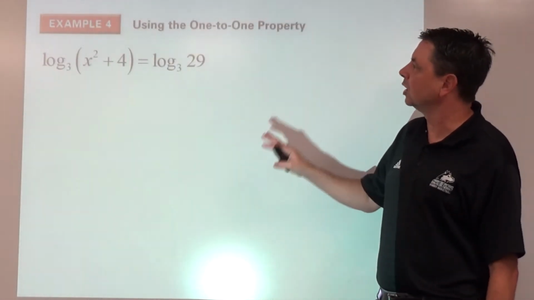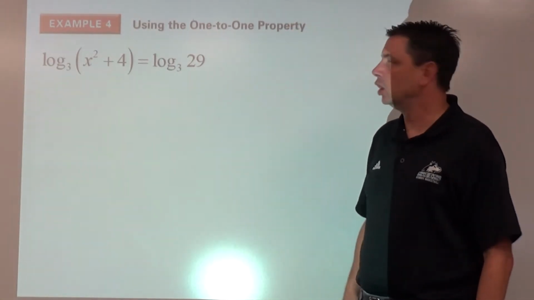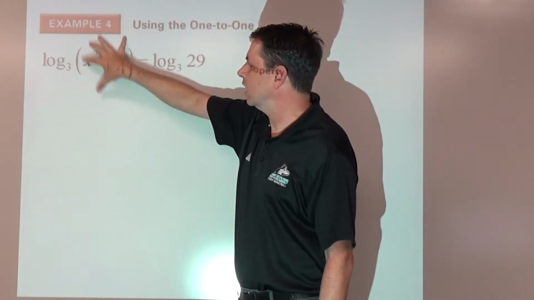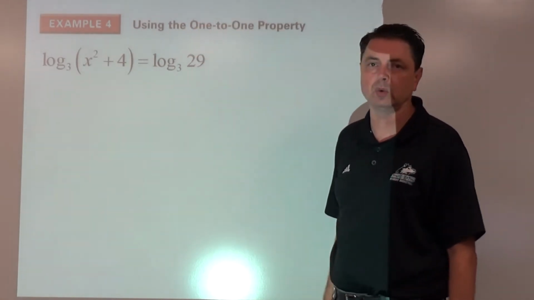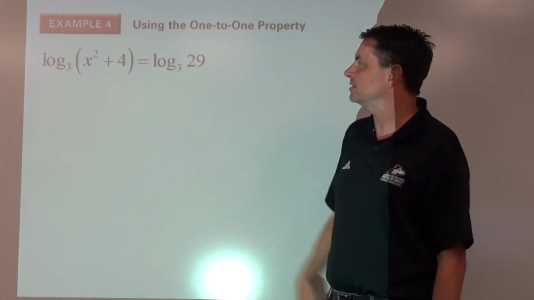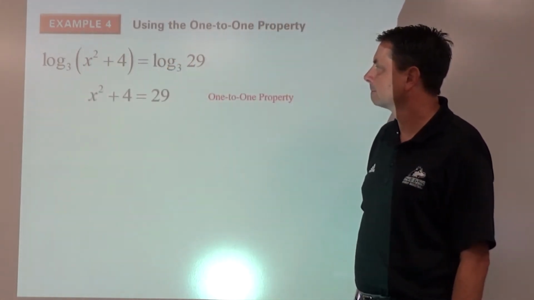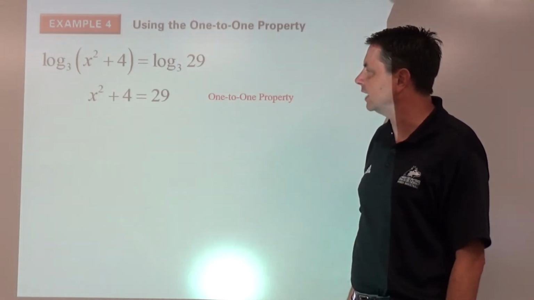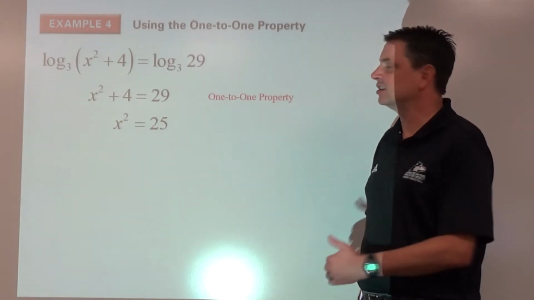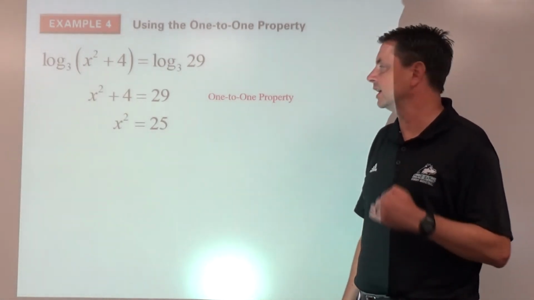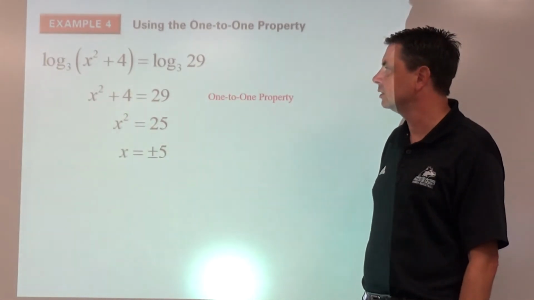See if we can use the one-to-one property to solve a logarithmic equation. Notice that both sides are log base 3 of an argument equals log base 3 of an argument. So we are set up for the one-to-one property already, which says the two arguments have to be equal to each other. And then we can go ahead and solve that. So perhaps subtract 4 from both sides. Take the square root on both sides. Don't forget that when we square root both sides of an equation, we need a positive and negative answer.